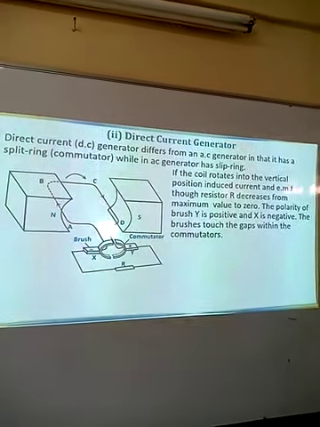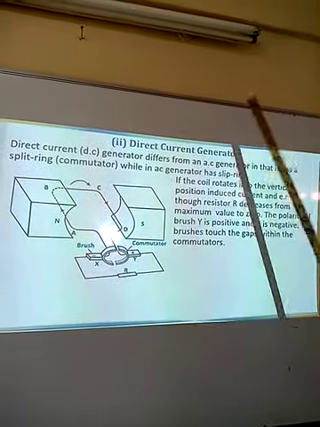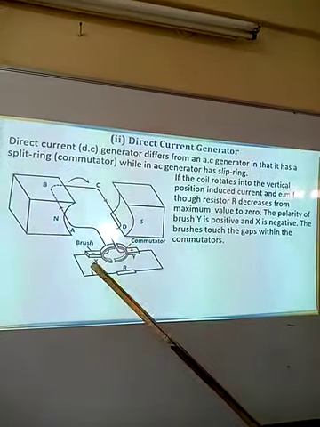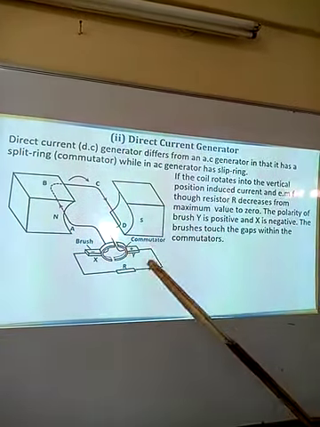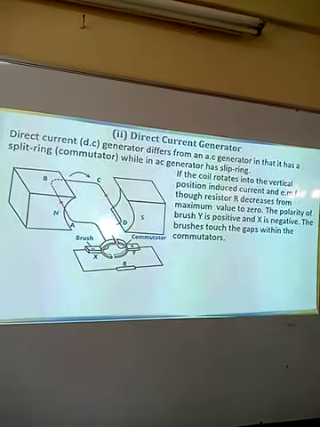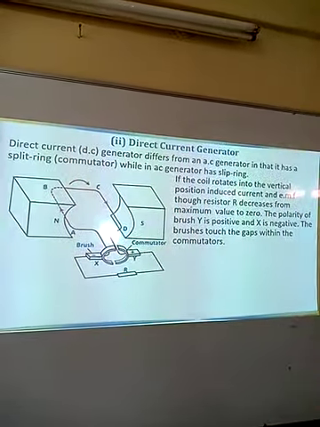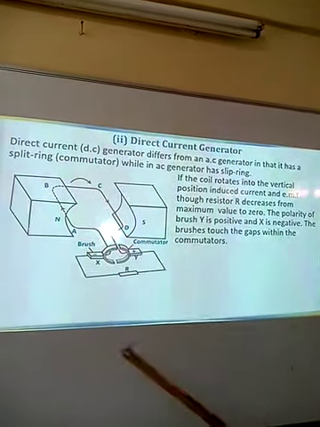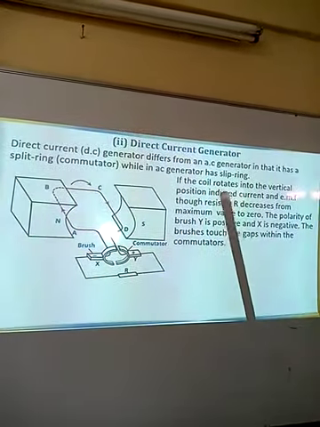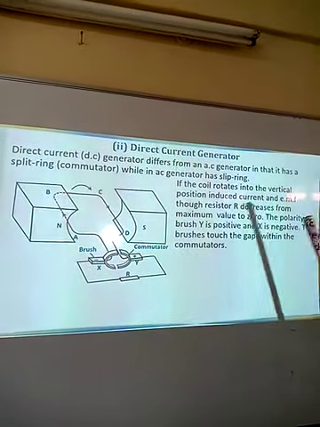Next, we have the direct current generator. The difference between the direct current generator and the alternating current generator is at the point where the coil is connected to the outside circuit. In an AC generator, we have the slip rings, but in a DC generator, we have the split rings, and we call them the commutators. It's a ring, but in between, there is a gap. This allows the transition of the coil from one ring to another in the process of rotation.